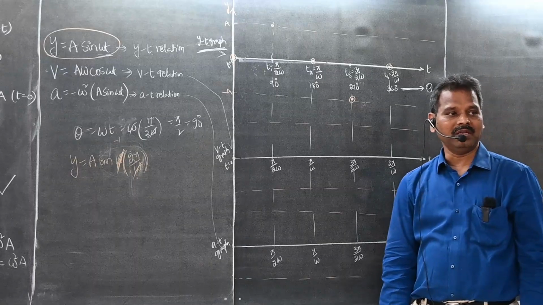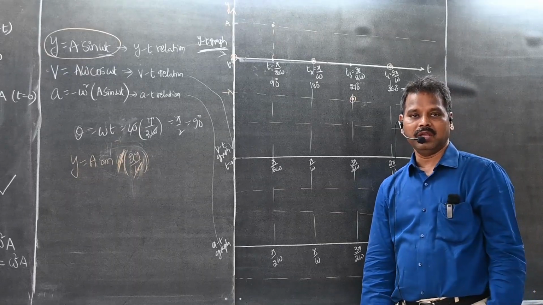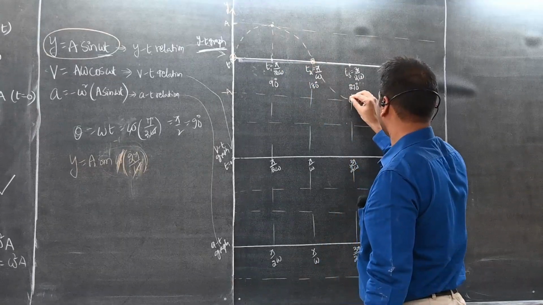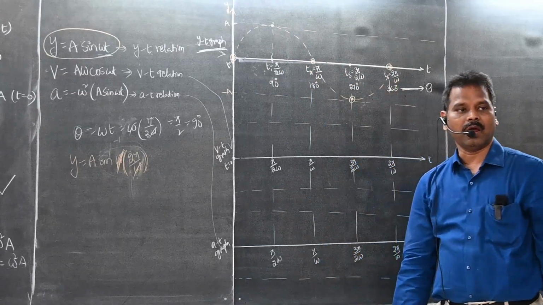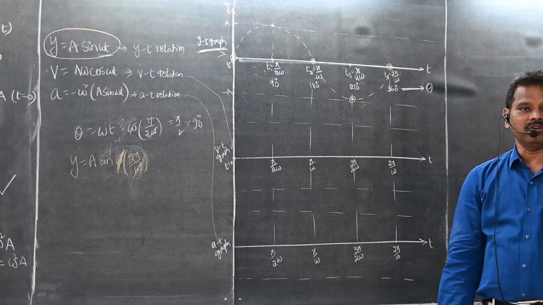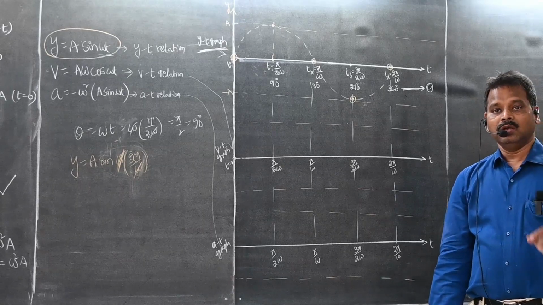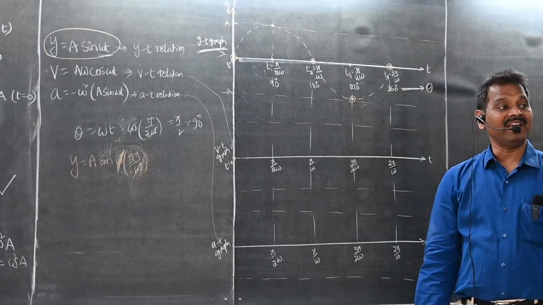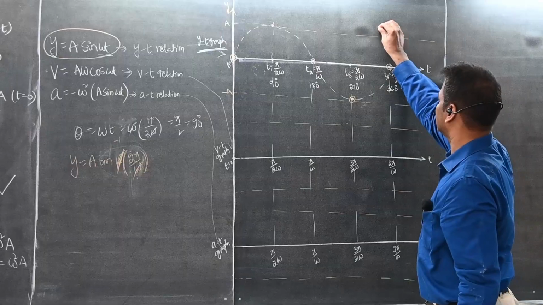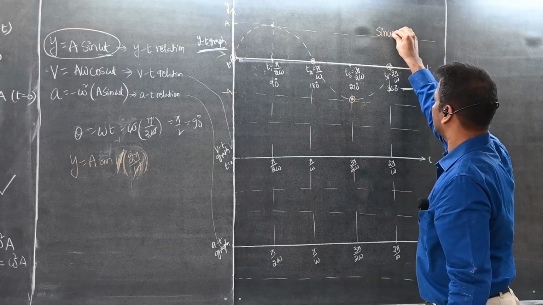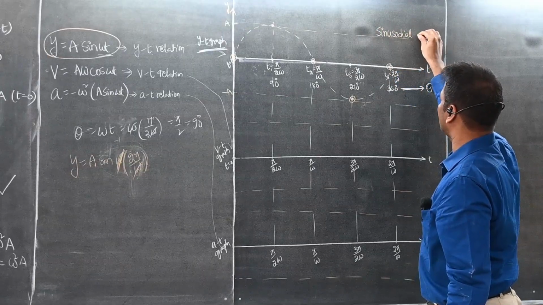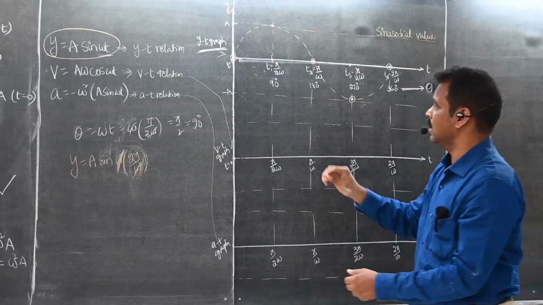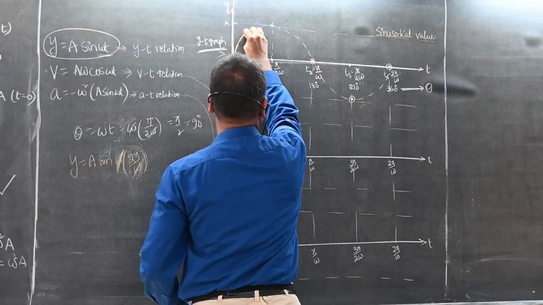So this is a y-t graph. And in between, the values will be like this. This is the graph that we are going to obtain. Y-t relation. Yesterday itself I told you, displacement of a simple harmonic oscillator is a sinusoidal curve. Because this resembles the sinusoidal wave that we study in mathematics. Sinusoidal curve. So our graph will be like this.